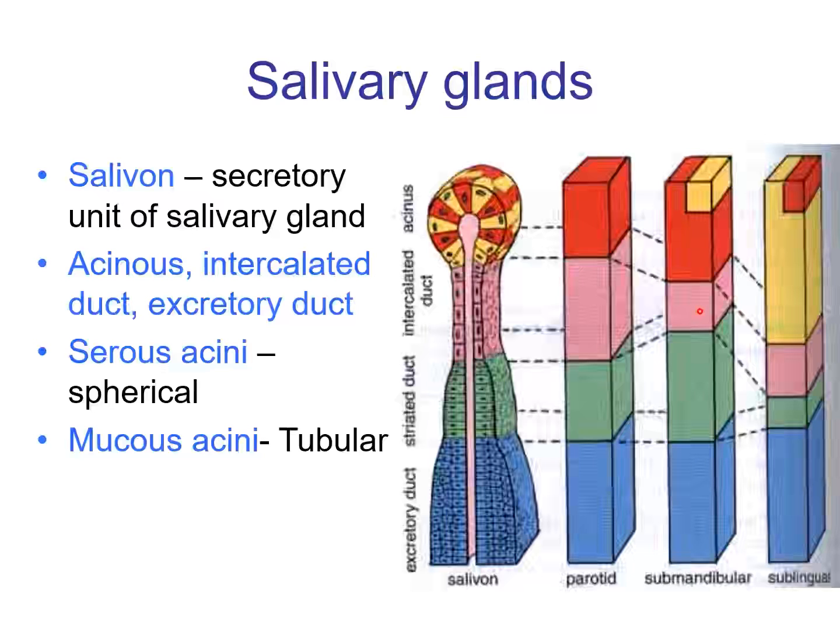Proportionally, in the submandibular and sublingual gland, intercalated ducts are very small. You may not be able to identify an intercalated duct in these glands. They have large striated ducts and excretory ducts. The serous acini secrete watery secretion and the mucous acini secrete jelly-like secretions.